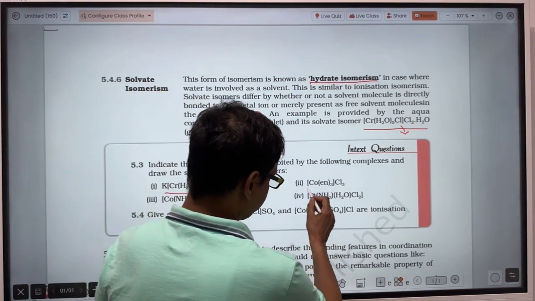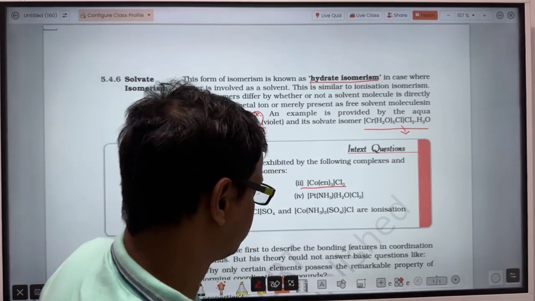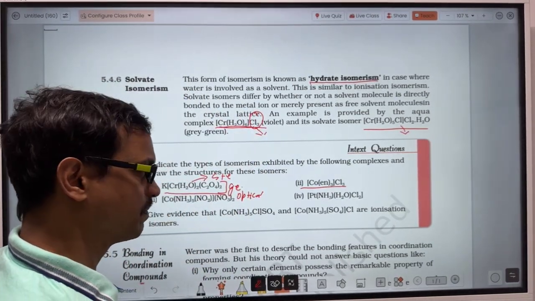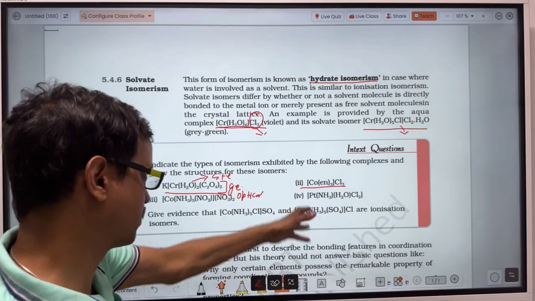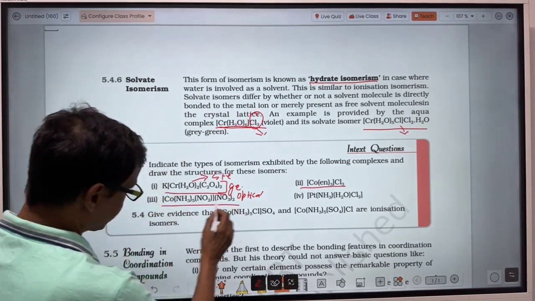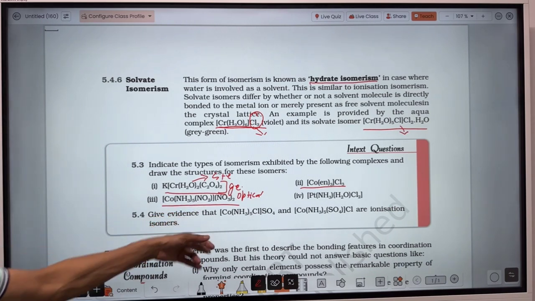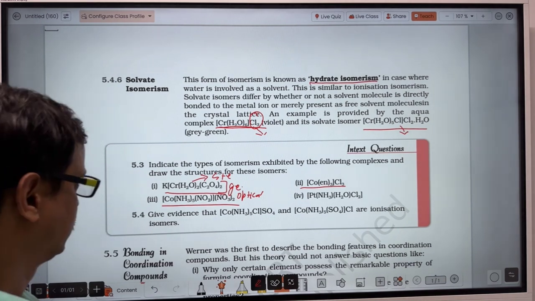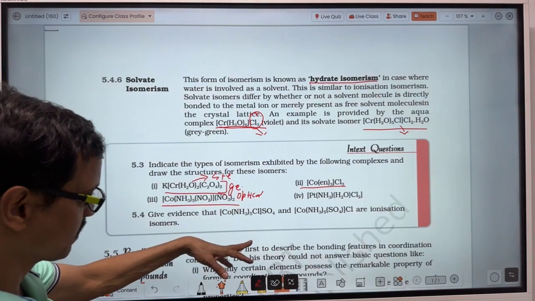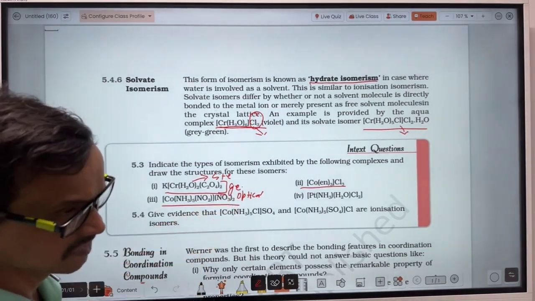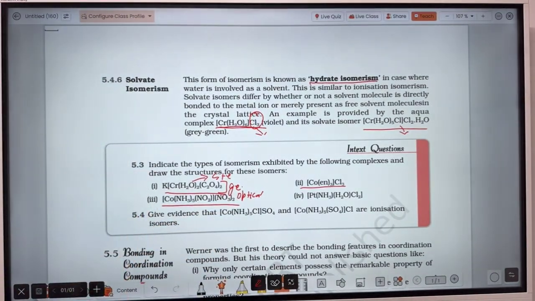Here ethane-1,2-diamine, 3 of them are there. So it can show geometrical isomerism as well as optical isomerism. So this can also show stereoisomerism. This compound can show linkage isomerism, where NO2 is an ambidentate ligand. That's why it can show linkage isomerism. It can show ionization isomerism also, if NO2 comes to this side. But it will not show solvate isomerism.